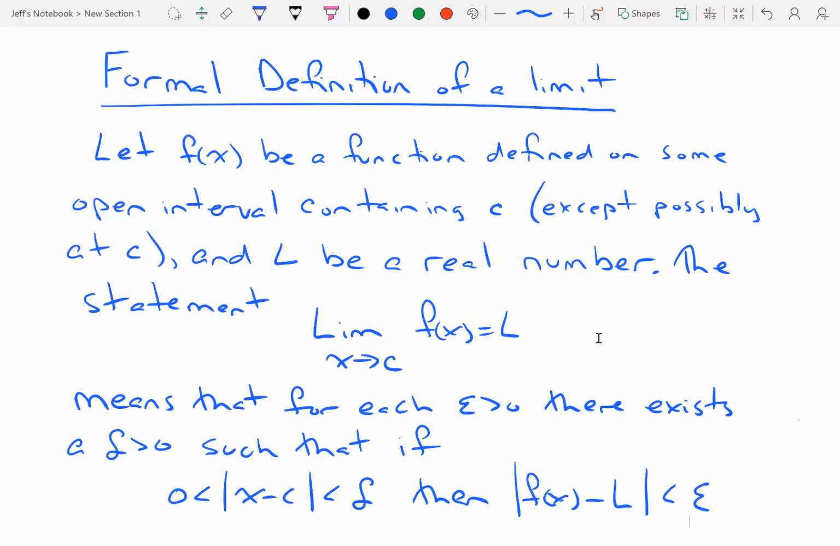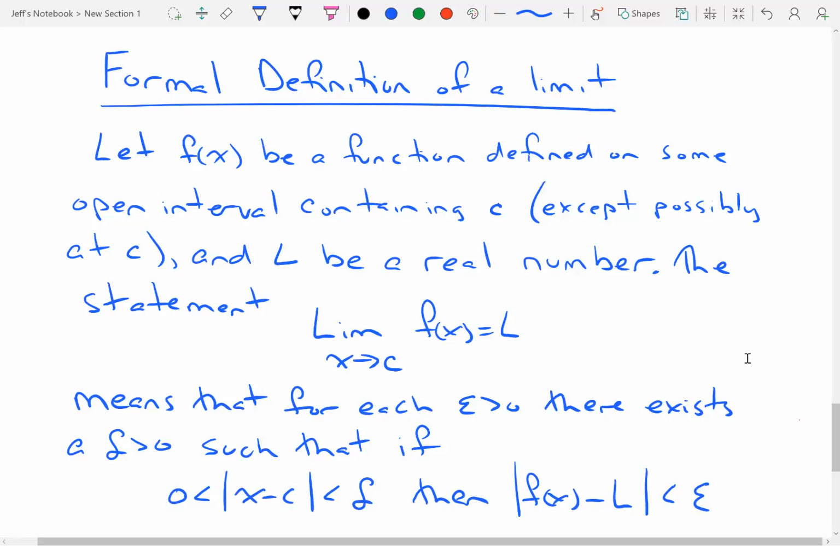Let f of x be a function that is defined on some open interval containing the point c, except possibly at c. The function doesn't have to exist at the point that we're letting x approach. And let L be a real number. The statement that the limit as x approaches c of f of x is equal to L means that for each epsilon bigger than 0, there exists a delta bigger than 0, such that this statement down here is true.